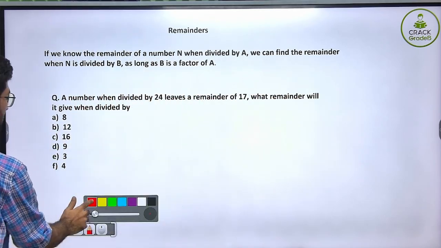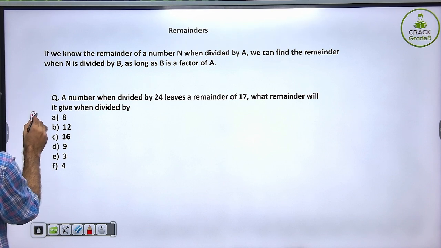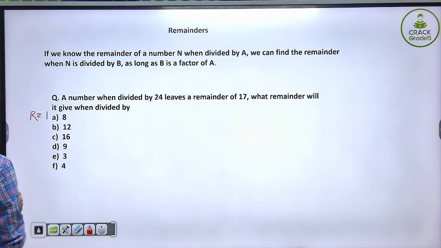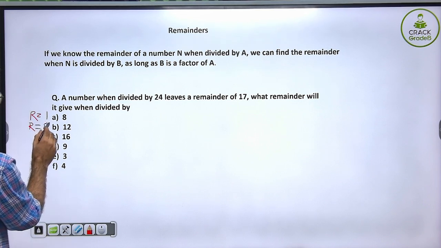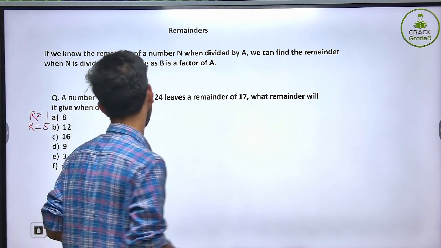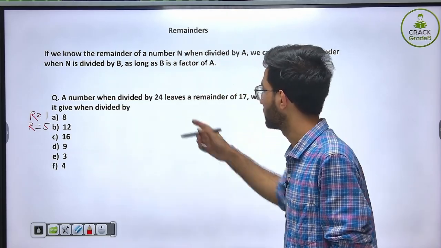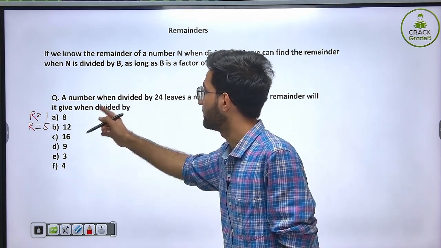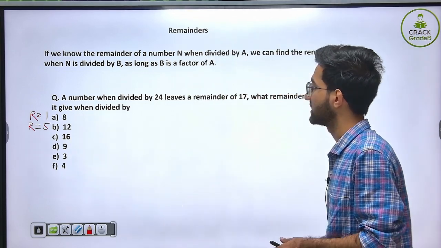What was the answer? When you divide this number by 8, you get remainder that is equal to 1, right? When you divide this number by 12, you get remainder that is equal to 5. Now you have to answer that a number when divided by 24 leaves a remainder of 17. What remainder will it give when it is divided by 16?